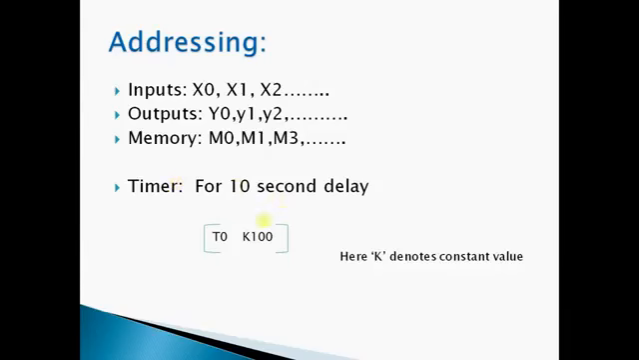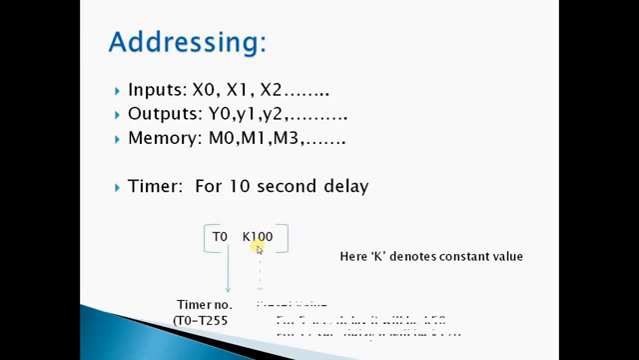Now if you want to program Mitsubishi PLC using a timer, then the syntax for timer is T0 space K100. Suppose you want to provide a 10-second delay, then T0 space K100. Here T0 represents the timer number. It can be from T0 to T255, and here K100 represents the preset value. Suppose you want a 5-second delay, then it will be K50. Suppose you want a 12-second delay, then it will be K120. Here K represents a constant value.